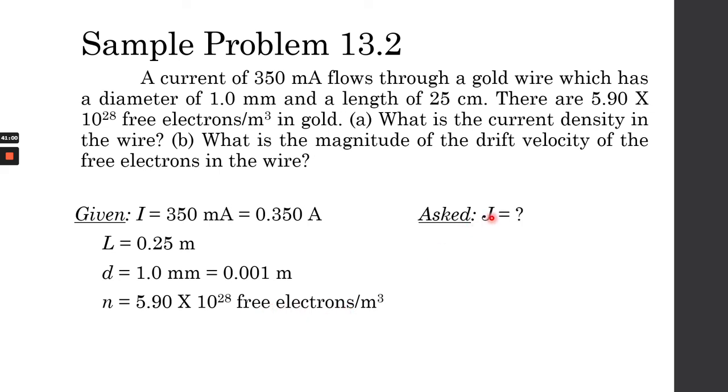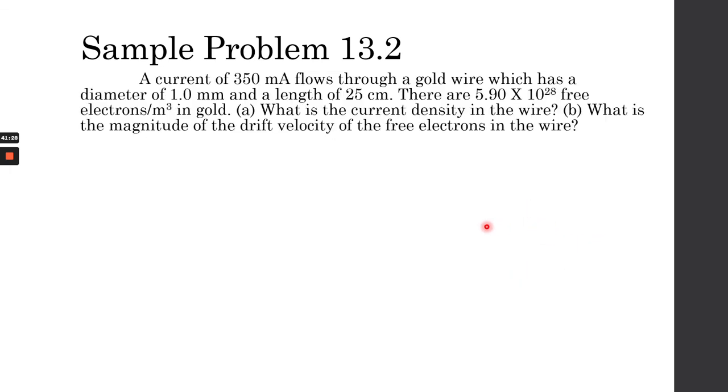What they're asking us is J, the current density, and the drift velocity of free electrons in the wire. So formula, J is equal to I over A. We know that the current density, the current per area, is equal to the number density multiplied by the charge of the electron multiplied by drift velocity. So first let's measure J.